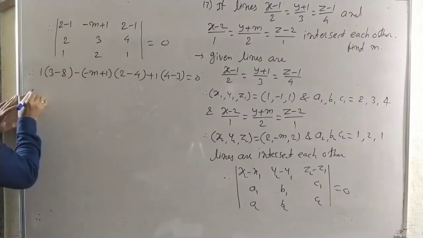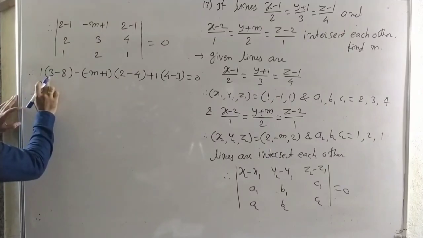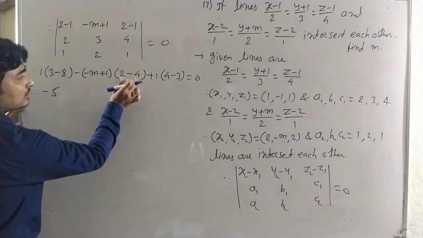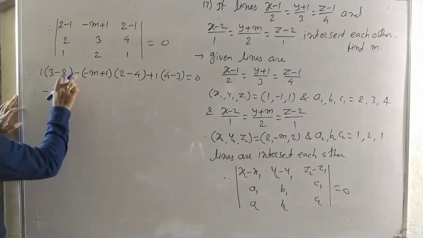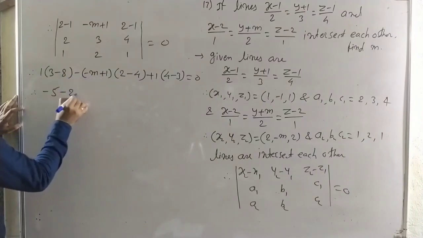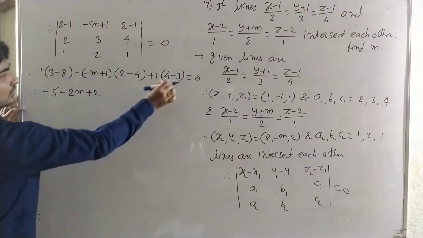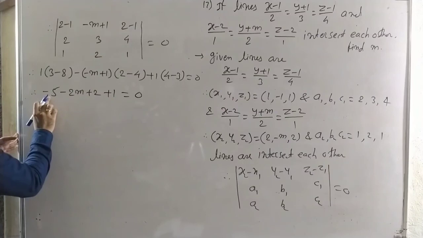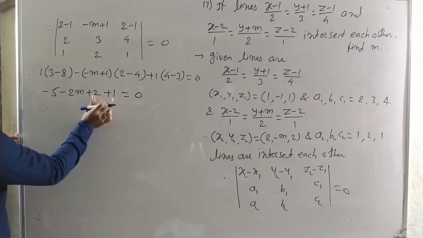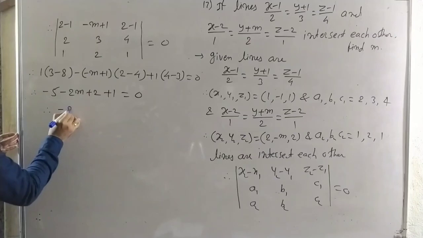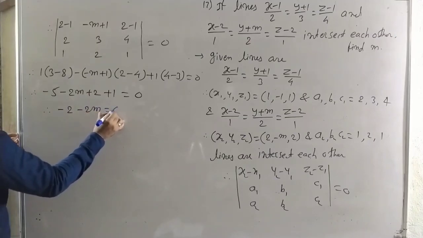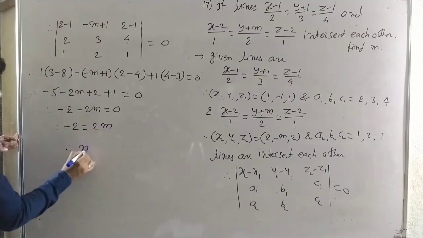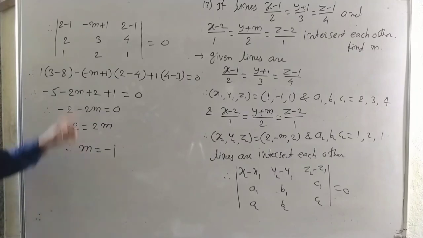Okay, now take the calculation. It is 3 minus 8, that is minus 5. Then minus 2 into this minus, it is a plus 2 into these two terms, that is minus 2m and plus 2, and last it is plus 1, equal to 0. Now here minus 5 plus 2 plus 1, that is minus 2, minus 2m is equal to 0, therefore minus 2 is equal to 2m, and then m is equal to minus 1. See carefully, it is the value of m.